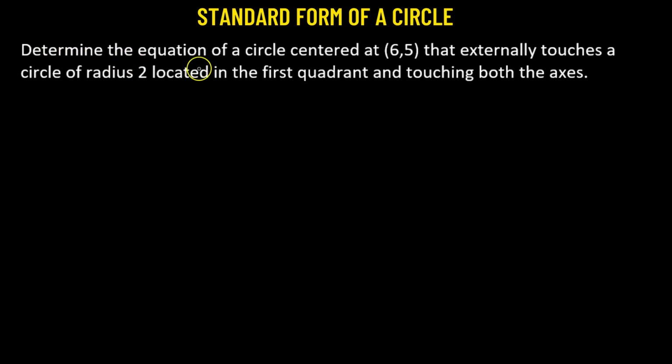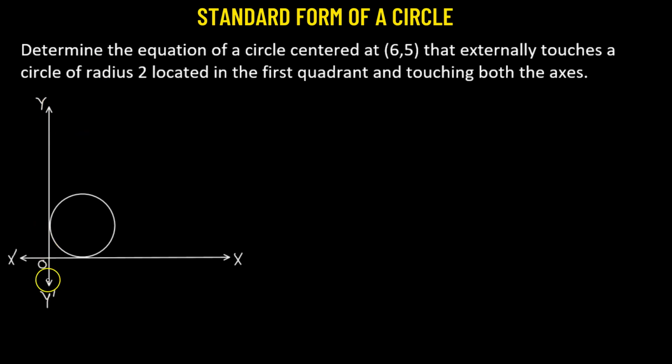So in this problem, we need to determine the equation of a circle whose coordinate of the center is given. It's (6, 5). And there's a condition also provided to us that this particular circle touches another circle of radius 2 externally, and the other circle is located in the first quadrant and it touches both the two coordinate axes. Now let's try to first understand the problem graphically.